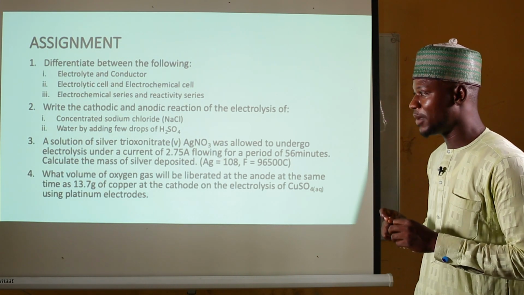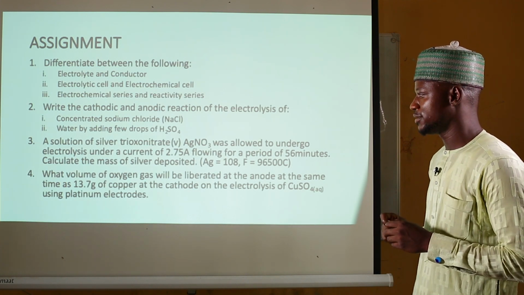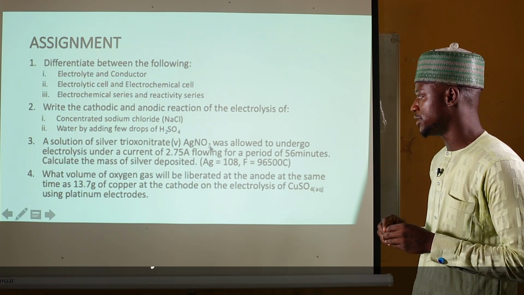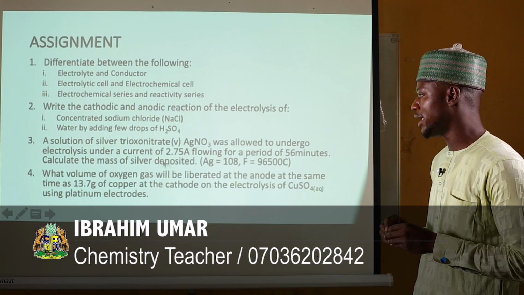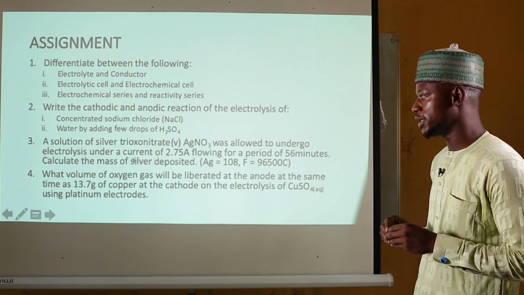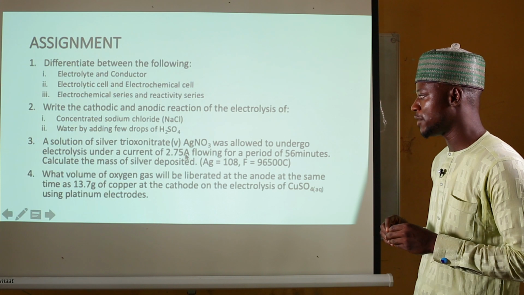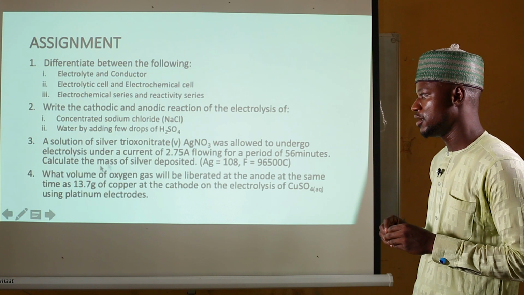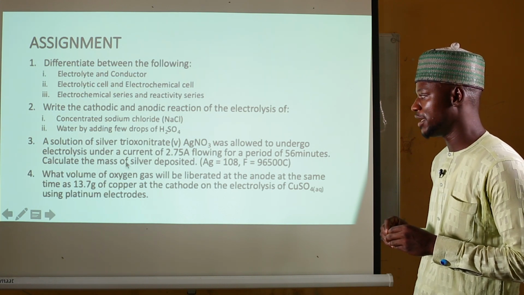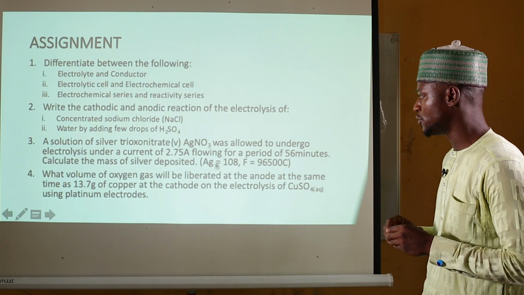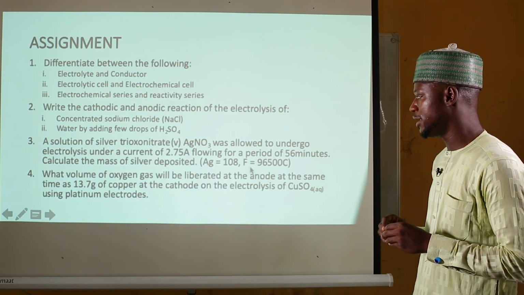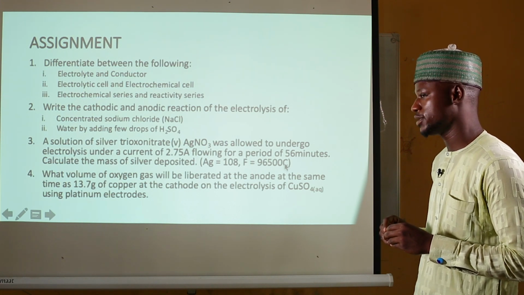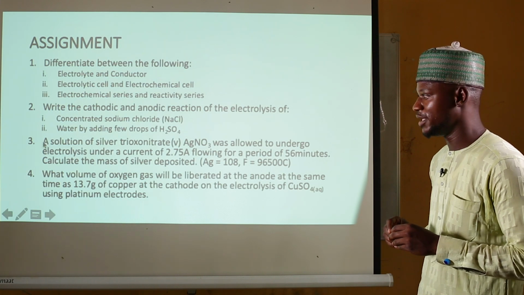Here, take your pen and paper and write it. Question 3, a solution of silver trioxonitrate 5, that is AgNO3, was allowed to undergo electrolysis under a current of 2.75 amperes flowing for a period of 56 minutes. You are expected to calculate the mass of silver deposited. 1 mole of silver is equal to 108 grams, and the Faraday constant is equal to 96,500 coulombs. I'll take the question again in case you didn't get it.